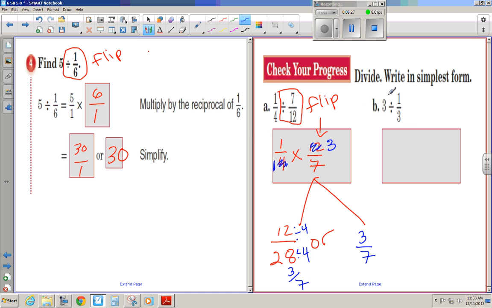3 divided by 1/3. Okay, you're dividing by a fraction, so we flip. 3 times 3/1. Well, the numerator's 3 times 3. The denominator's 1 times 1. And our answer is 9.